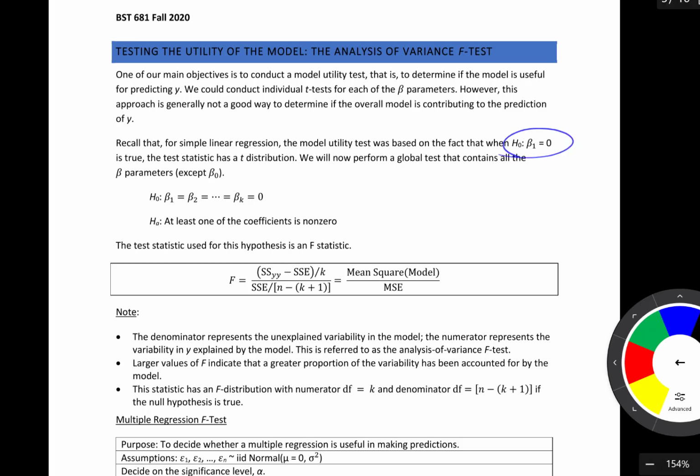So recall that for the simple linear regression model, the model utility test was based on this fact right here, again when we were looking at when beta 1 was equal to 0 and we only had that single predictor. But now we're going to perform a global test that contains all of the parameters with the exception of the parameter for the intercept. And so here's what our new null hypothesis will look like. And notice in the alternative, we're looking to say that at least one of them is non-zero.